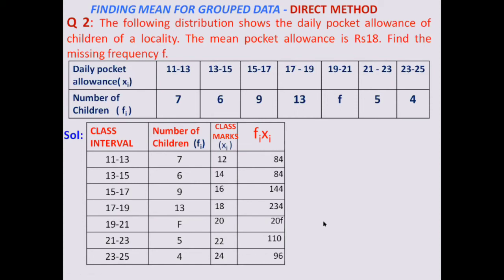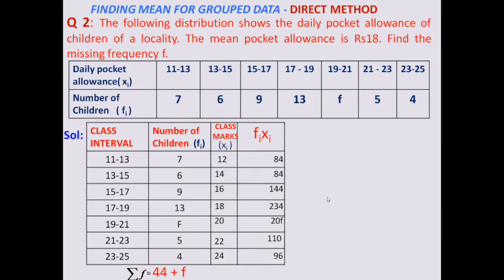Okay, here the total number of children, that is sigma f, we have to find. Sigma f is equal to how much? 44 plus f, because we are unable to add this f into the total numbers. So we have to write 44 separately. The total of all these numbers is 44, and write plus f, because we don't know the value of f, that's why we write plus f as it is.